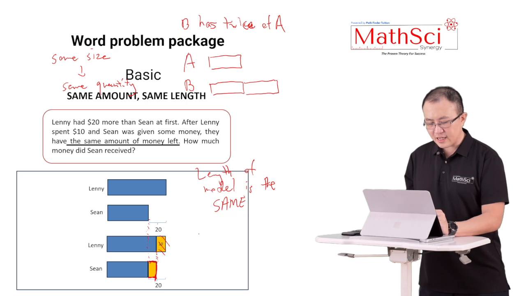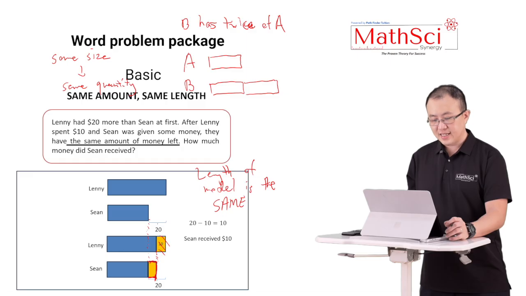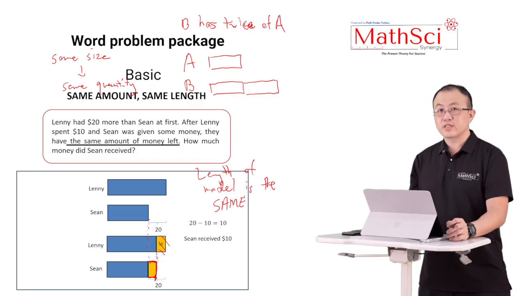So which also means that if I want to know how much Sean got, all I need to do is a 20 minus 10, then I'll get 10. So Sean received $10.